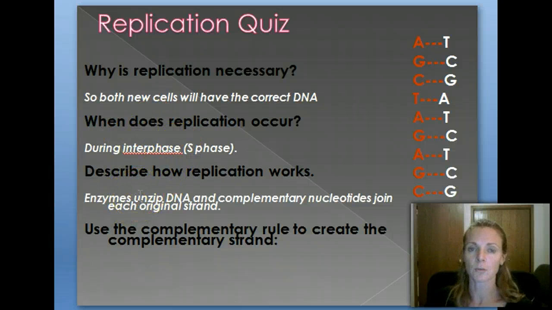Describe how replication works. Now this is the quick version. Enzymes unzip DNA. Complementary nucleotides join each original strand. Then use the complementary rule to create complementary strands. So A goes with T, adenine and thymine. G goes with C, guanine and cytosine. So here's your complementary strand.